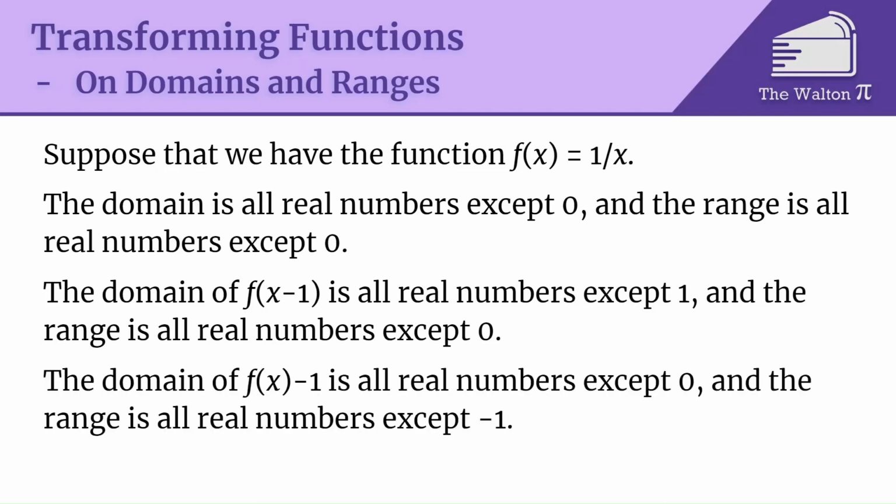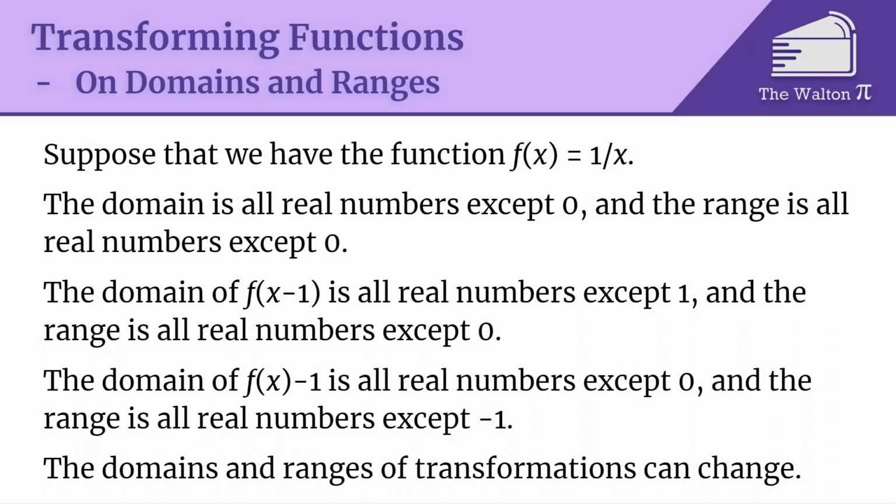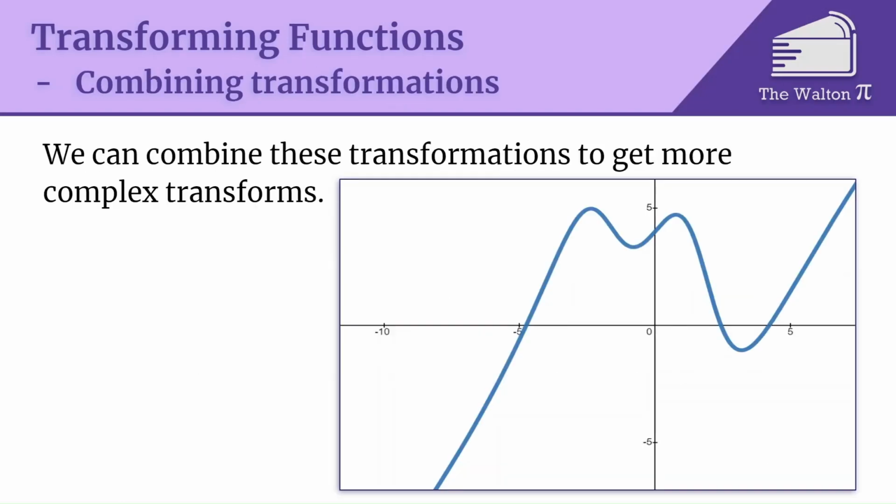And then if we look at the domain of f of x minus 1, with the minus 1 outside the parentheses this time, here the domain is all real numbers except 0, and the range is all real numbers except minus 1. So the domains and ranges of these function transformations can change from the original function. So pay attention to those and figure out how are those getting moved around, and pay very close attention to what's happening. So let's now talk about how we can combine all of these together.